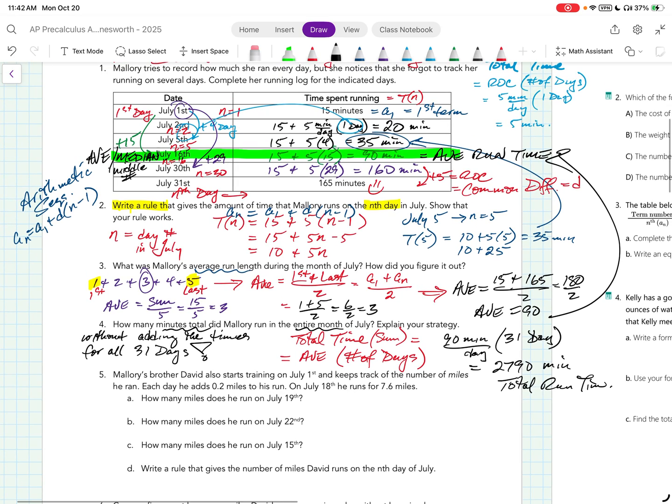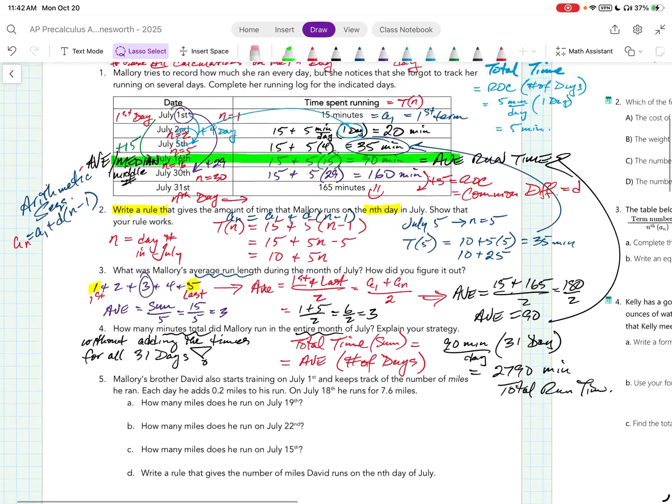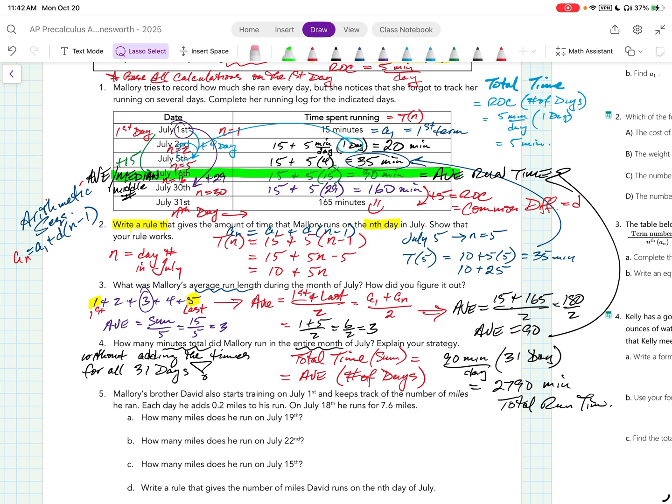We have the arithmetic sequence formula, which I should have put in red right here. Oh, forget that, we're having a little iPad issue there. So we have our arithmetic sequence formula. We have a way to find the average using first plus last divided by 2, and we have a total sum formula, just taking the average and multiplying it by the number of days, or in general, the number of terms in the sequence. In this case, it's 1 through 30: 15, then 20, and so on, all the way up to 165.